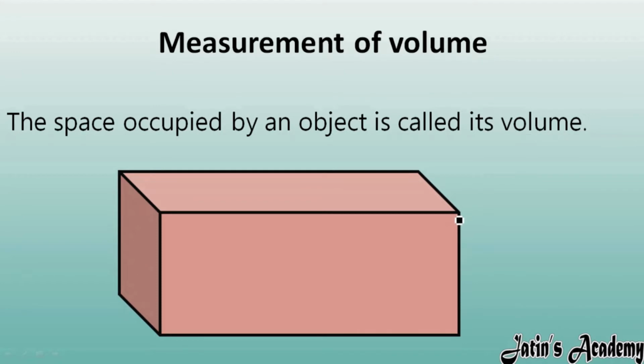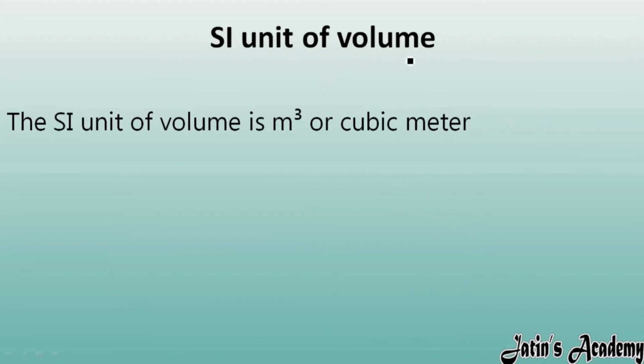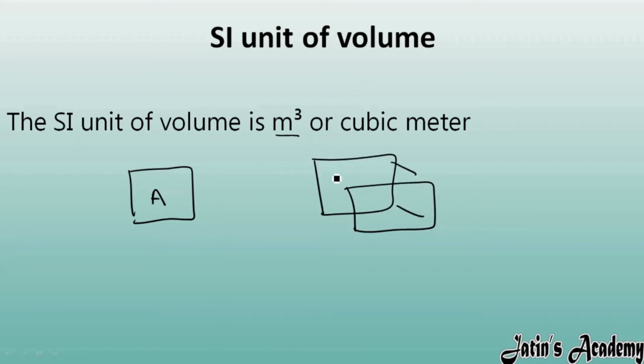Fine. Next, we are having the SI unit of volume. So the SI unit of volume is meter cube. Why do we have meter cube, and why are we not having meter square here? Because in area we are having just length and breadth of any plane figure. But in volume we are having length, breadth, and height also. So three measurements are there, three physical quantities are there. That is why here we are using meter cube.